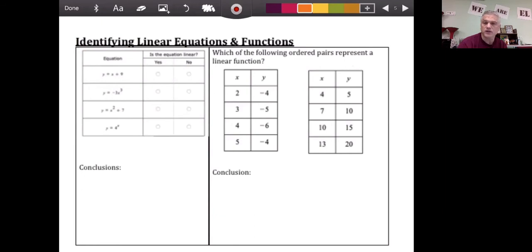Okay, is this a linear equation? Okay. So, linear equation, yes, this is. This is actually in y equals mx plus b form. Okay, don't forget y equals mx plus b from the previous page. The second one, y equals negative 3x cubed, or x to the third power.